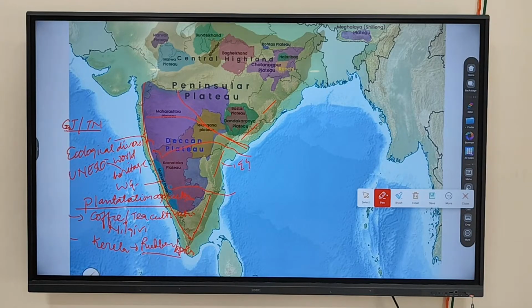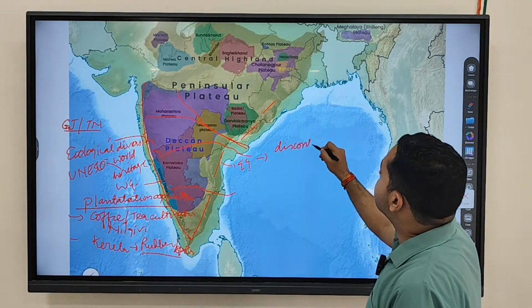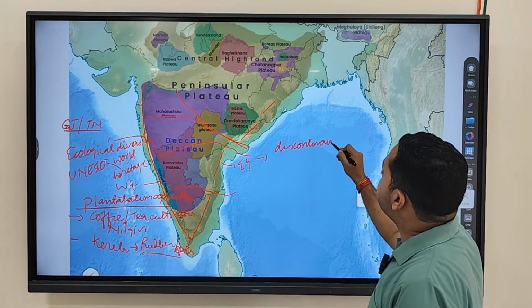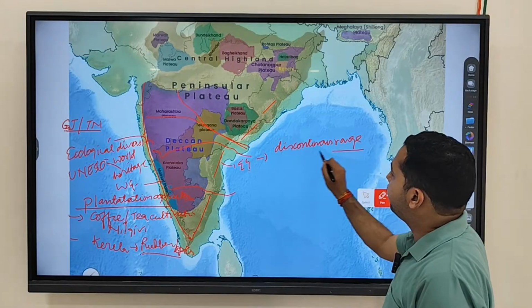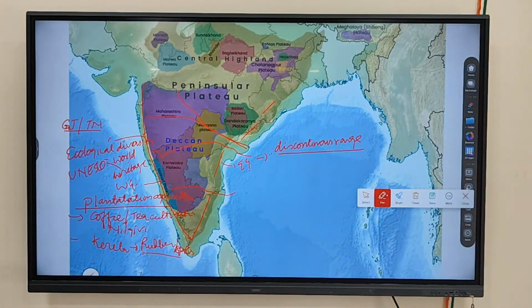On the other side, you have the Eastern Ghat. Which type are the Eastern Ghat? These are discontinuous. The Eastern Ghat are a discontinuous range. Fine.